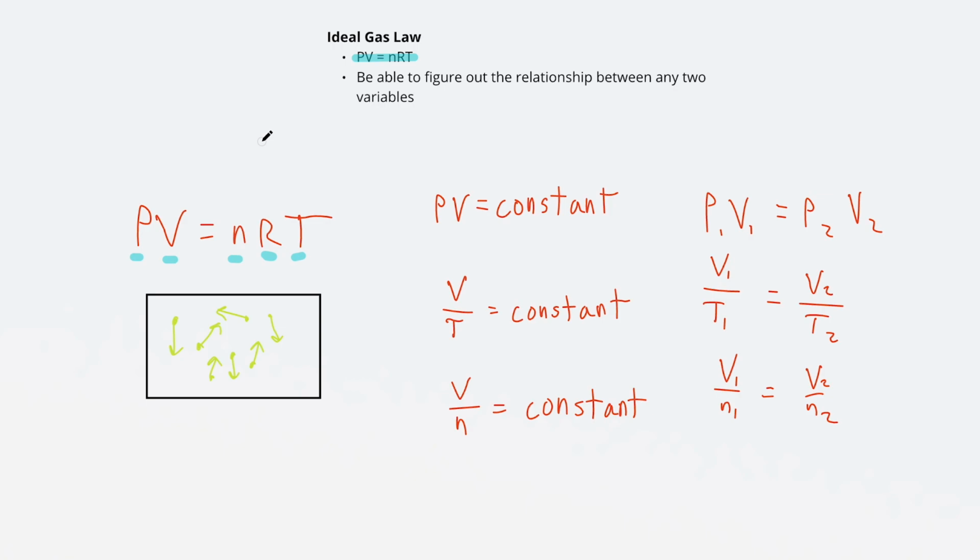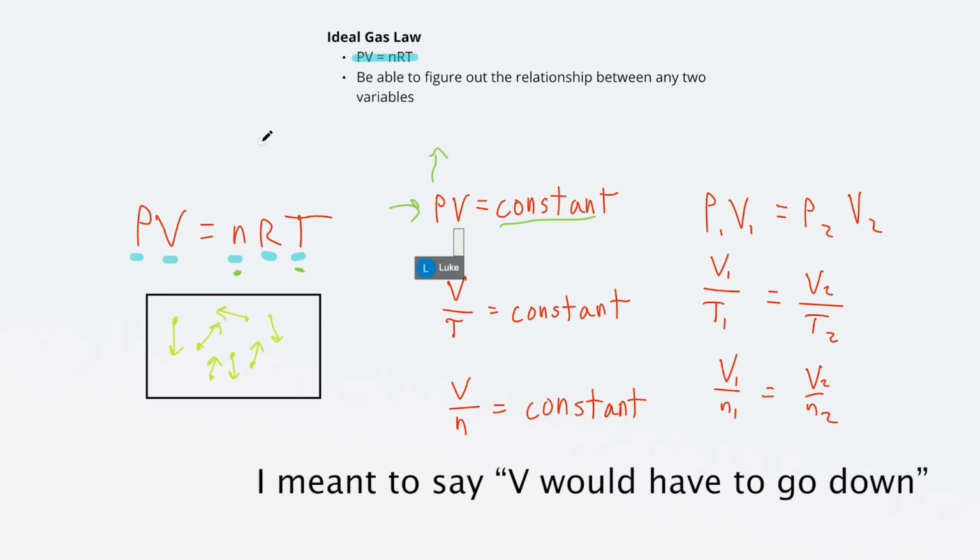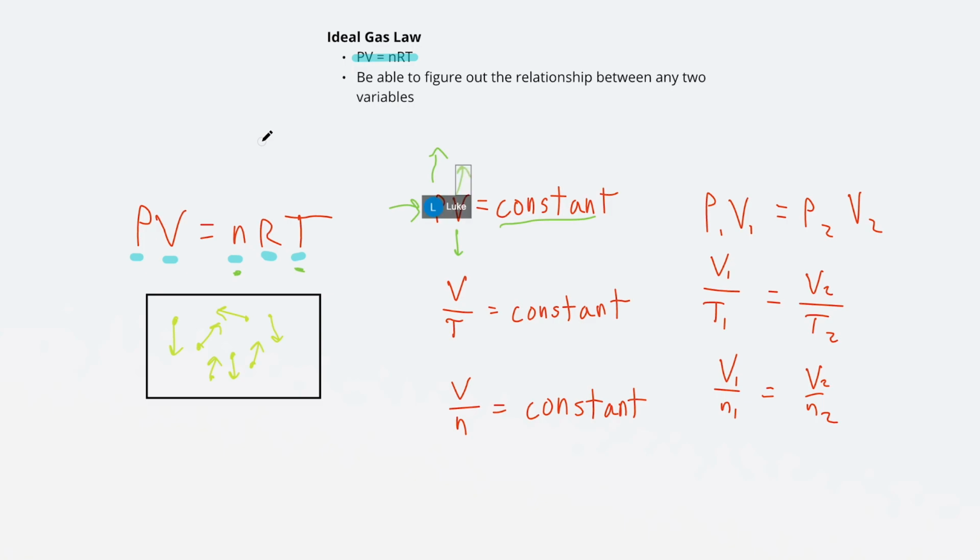Our first example is PV equals a constant. That means that if the right side of the equation is constant, then n and T are constant. So n and T are not changing, but P and V can change. Mathematically, you could think about this as, if P goes up, what does V have to do to maintain a constant value on the right? Hopefully you can figure out that V would have to go down to counteract what P does. And the same would be true if V went up, then P would have to go down to counteract what V has done. Conceptually, you do want to be able to make sense of this as well.